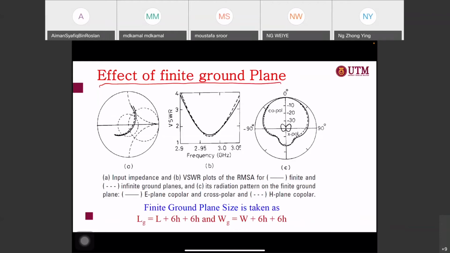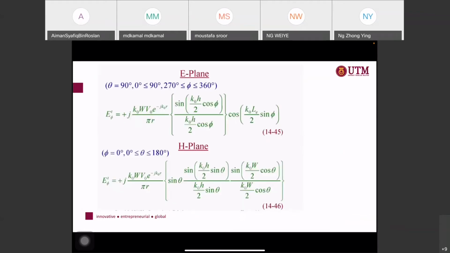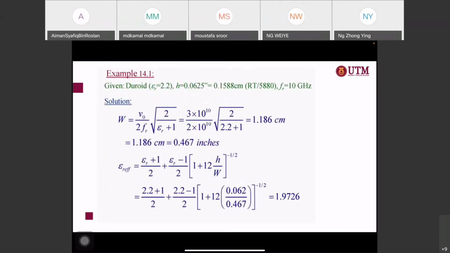Okay, and then this is the radiation pattern for the microstrip in terms of the E plane and the H plane here. We define the E plane when you consider theta equal to 90, phi between 270 and 360. For the H plane, we know that phi is equal to 0 and theta is 180. So you can put these into the equation and find the value.